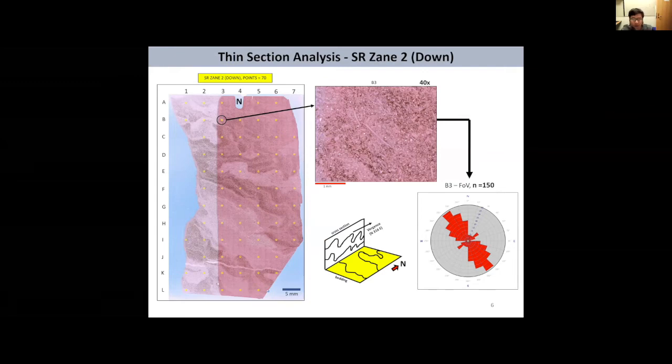spicule orientations. So for example, in the field of view B3, at 40 times magnification, and we make sure that the magnifications are consistent from field to field. And then we measure, for example, in this case, 150 spicules. We try to measure all of them and then plot them into a rose diagram.